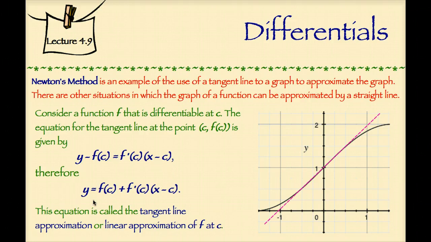We can rearrange this into y equals form simply by adding f of c over. Y equals f of c plus f prime of c times the quantity x minus c. This equation is called the tangent line approximation or linear approximation of f at c. In other words, we would use this to approximate values of our function near c by looking at the linear approximation values.